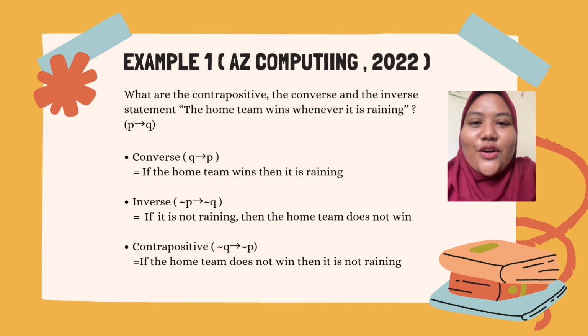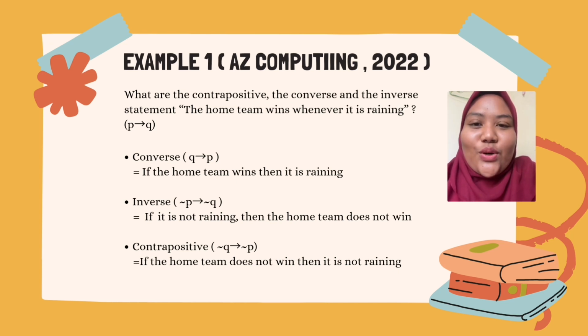First, converse. Converse is obtained by interchanging the antecedent and consequent. Since the statement is P implies Q, the symbol for converse will be Q implies P, and it is written as: if the home team wins, then it is raining. Second, inverse. Inverse is obtained by negating the antecedent and consequent. The symbol for inverse will be not P implies not Q, and it is written as: if it is not raining, then the home team does not win.